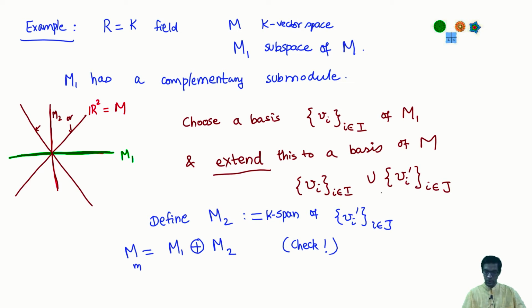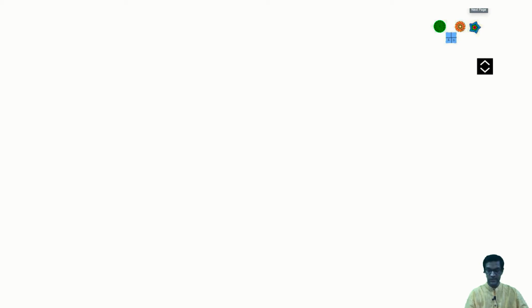So if you are in the context of vector spaces, then any submodule of my module M, or rather any subspace, you can always manufacture a complementary submodule for it. Now this fails in general if we are talking about arbitrary rings. So this is not true in general, and let's see an example where this fails.